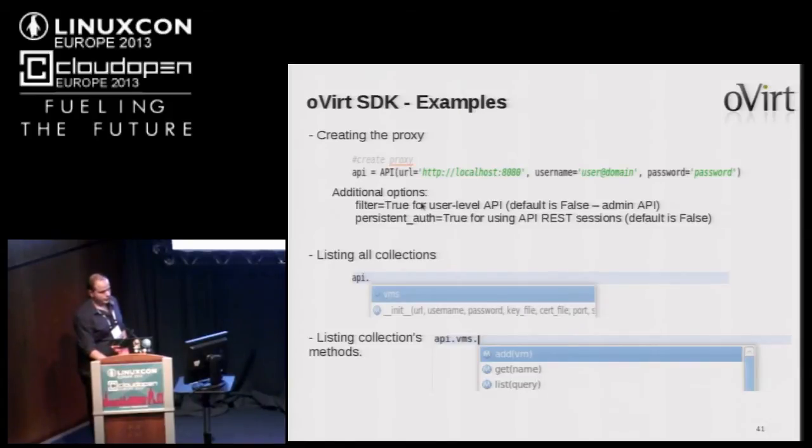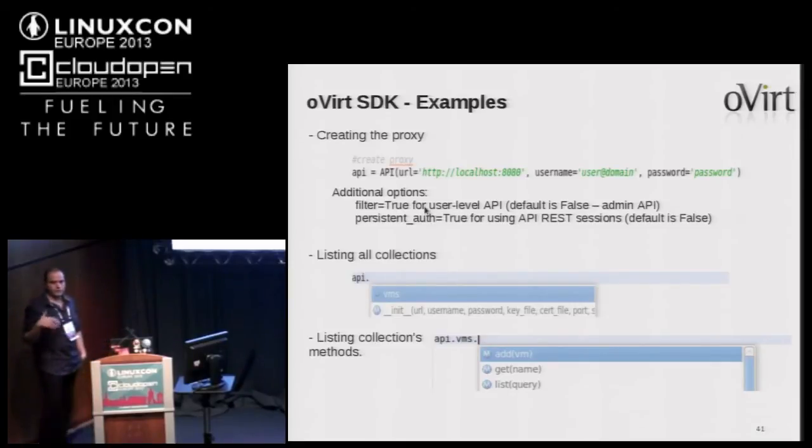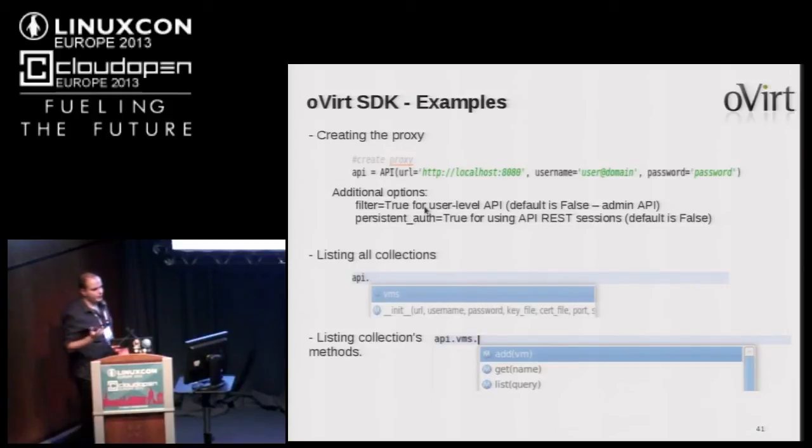There are two additional options. These are exactly the ones I described earlier. One of them is to have a filtered session, a user level API. If you want, for example, to create your own user portal, you can use the SDK with the filter option, so you will only show the user objects it can use. And you can use persistent authentication in order to use the REST session.